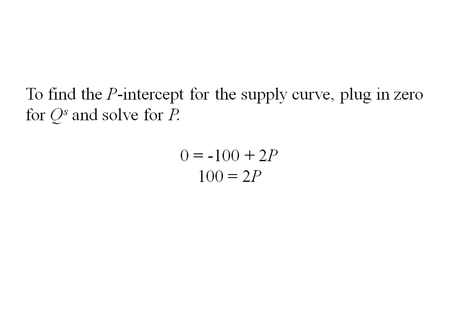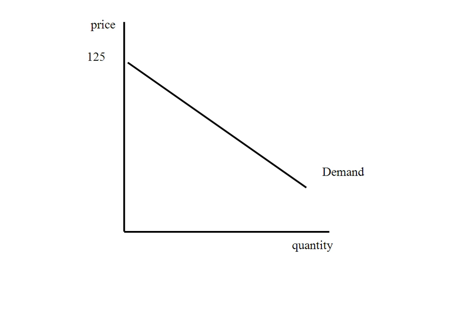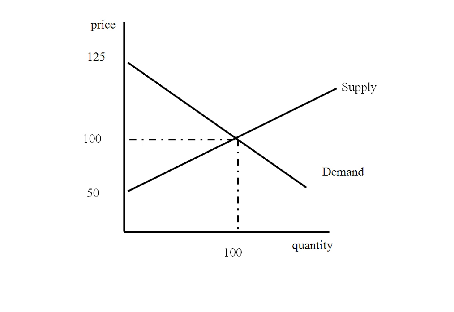Can add 100 to both sides, divide by 2, and I get the supply intercept for P is $50. Going back to my graph, I mark off 50, and I draw an upward sloping supply curve. Now that I've sketched out supply and demand and I see where they intersect, I can go ahead and label those as a price of 100 and a quantity of 100.